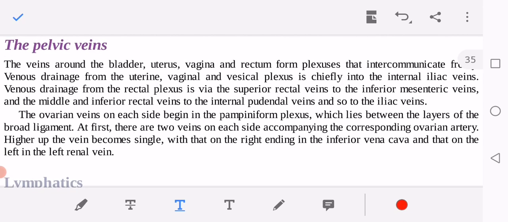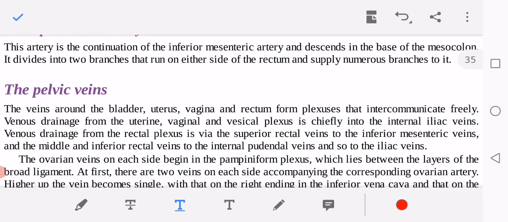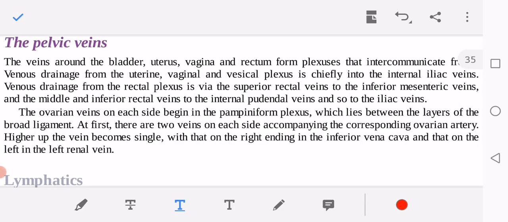The veins around the bladder, uterus, vagina and rectum form a plexus and intercommunicate freely. Venous drainage from the uterine, vaginal and the vesical plexus is chiefly into the internal iliac veins. Venous drainage from the rectal plexus is via the superior rectal veins to the inferior mesenteric veins, and the middle and inferior rectal veins to the internal pudendal veins, so the iliac veins.